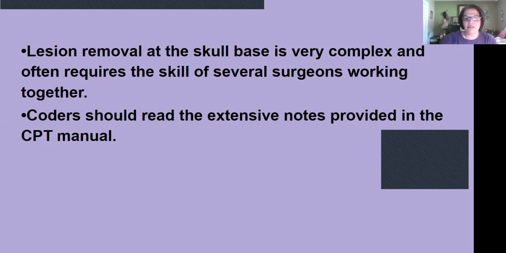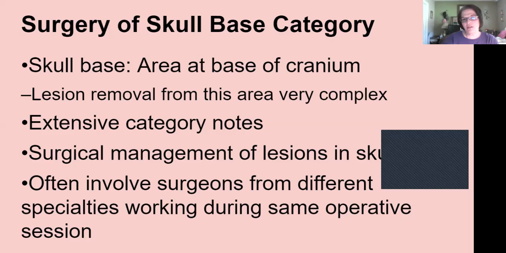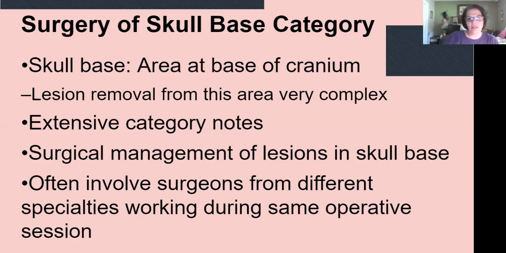Lesion removal at the skull base is very complex and often requires the skill of several surgeons working together. Coders should read the extensive notes provided in the CPT manual. Of course, you guys know that no matter what, you always need to be looking at those guidelines, the rules and regulations, and researching if need be to see about how to code a specific section.